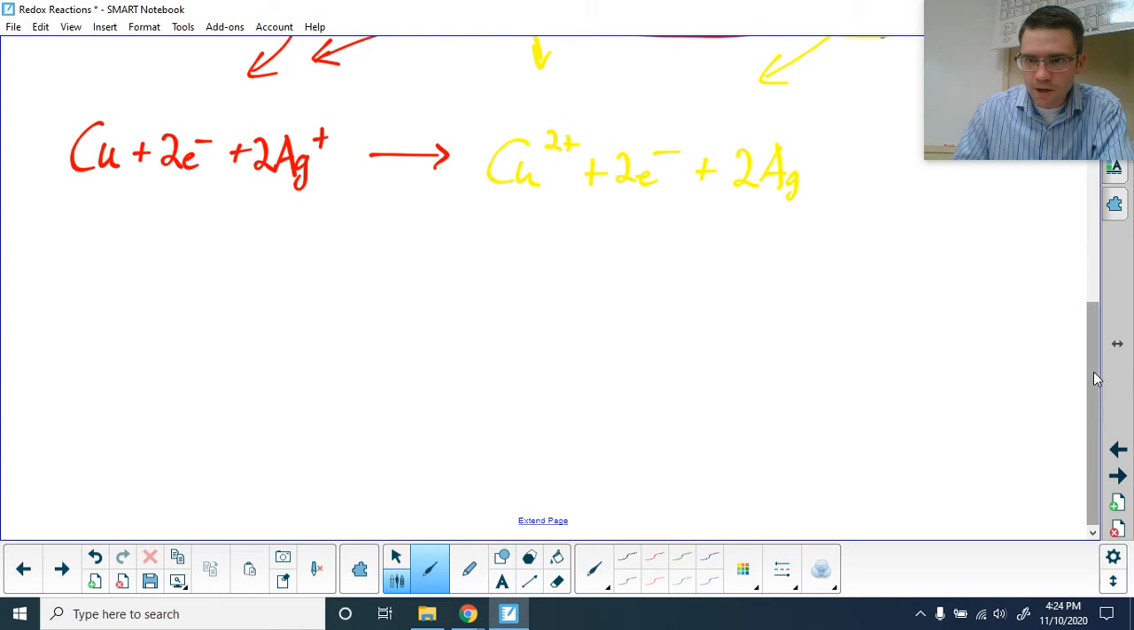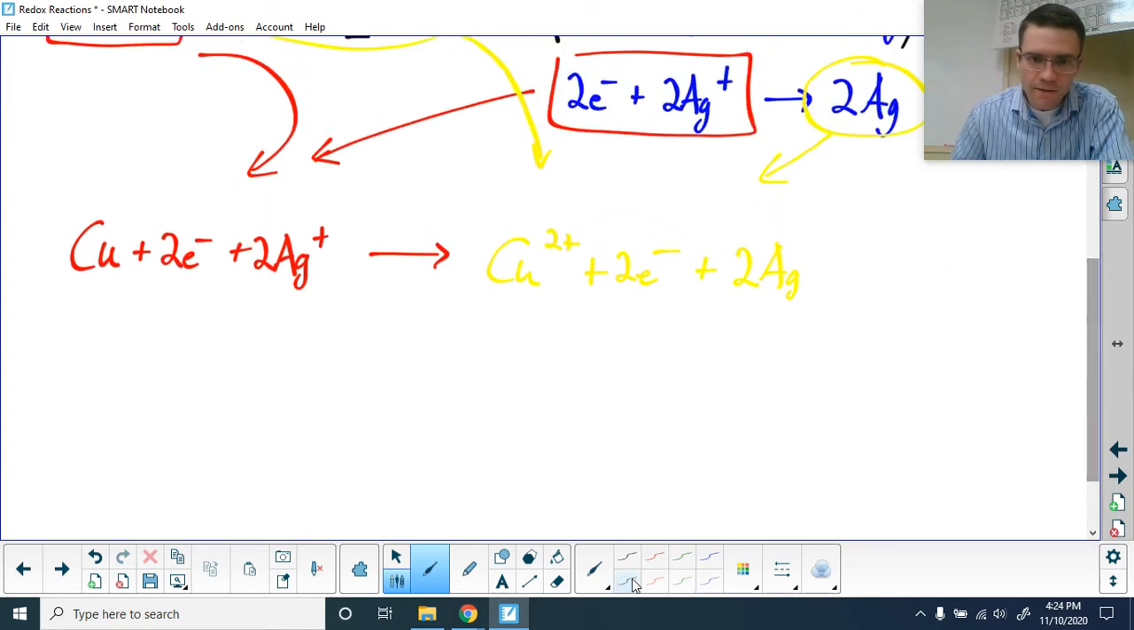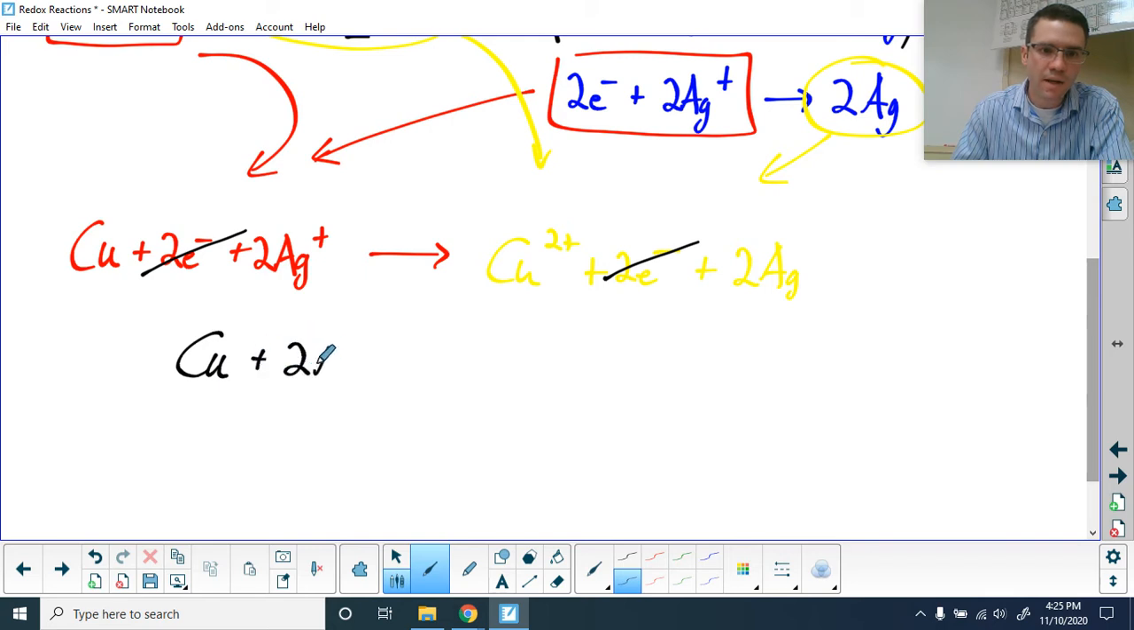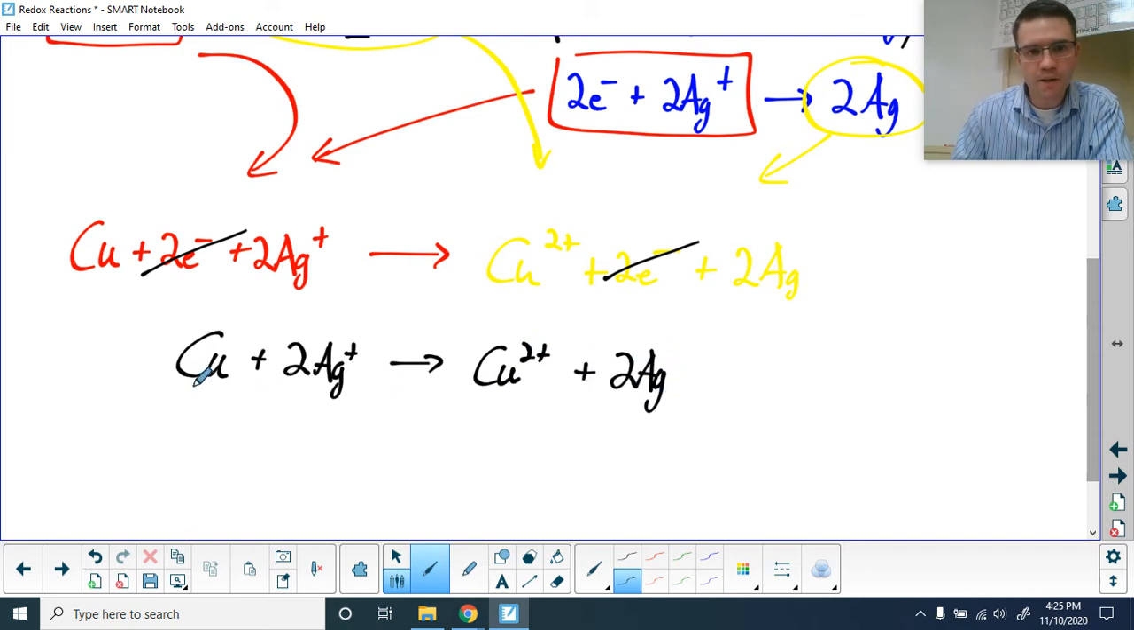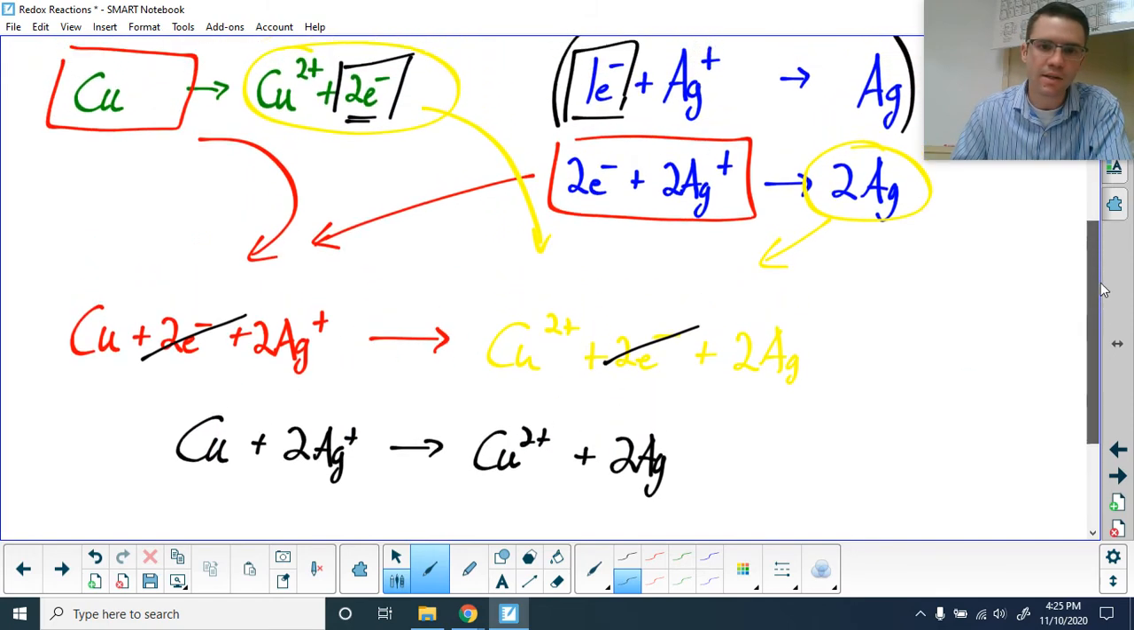And if you look at our equation now, there's something that's the same on both sides. We have 2 electrons on both sides. Those can cancel out. And it leaves us with our overall balanced equation, Cu plus 2 Ag+ turns into Cu2+ plus 2 Ag. And this is balanced in terms of atoms. There's 1 copper on both sides and 2 silver on both sides. And it's balanced in terms of the electrons that are transferred.